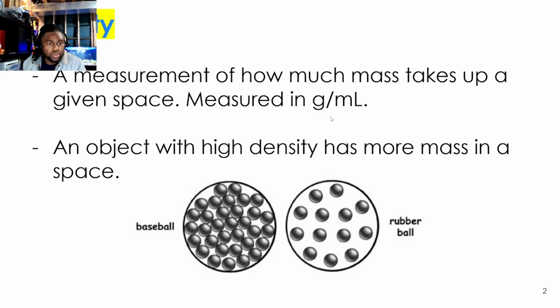It's measured in grams per milliliter, or it can be measured in grams per a certain volume. An object with high density has more mass in a space. So here we have an example of a baseball.